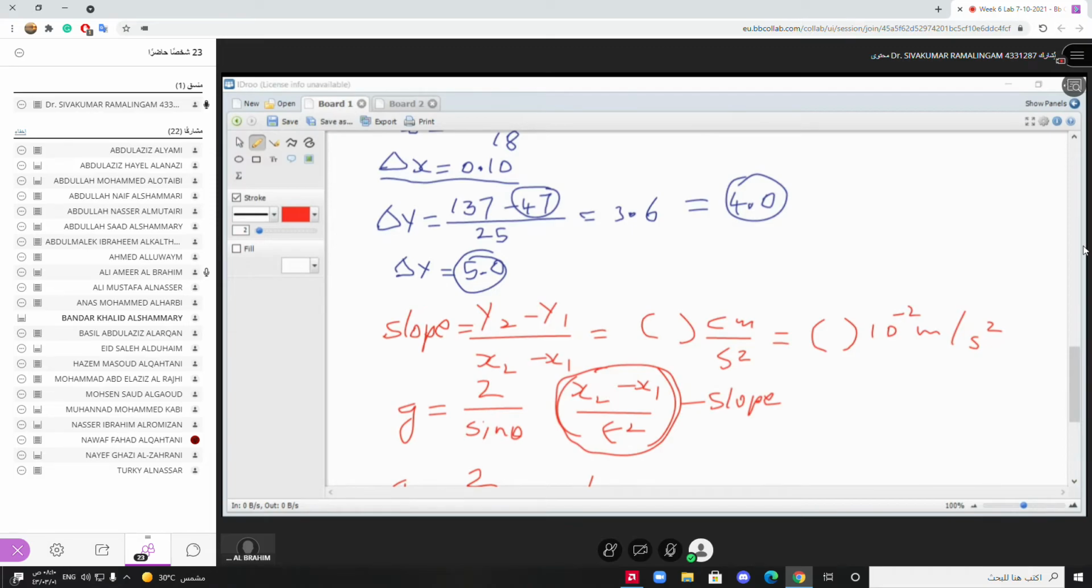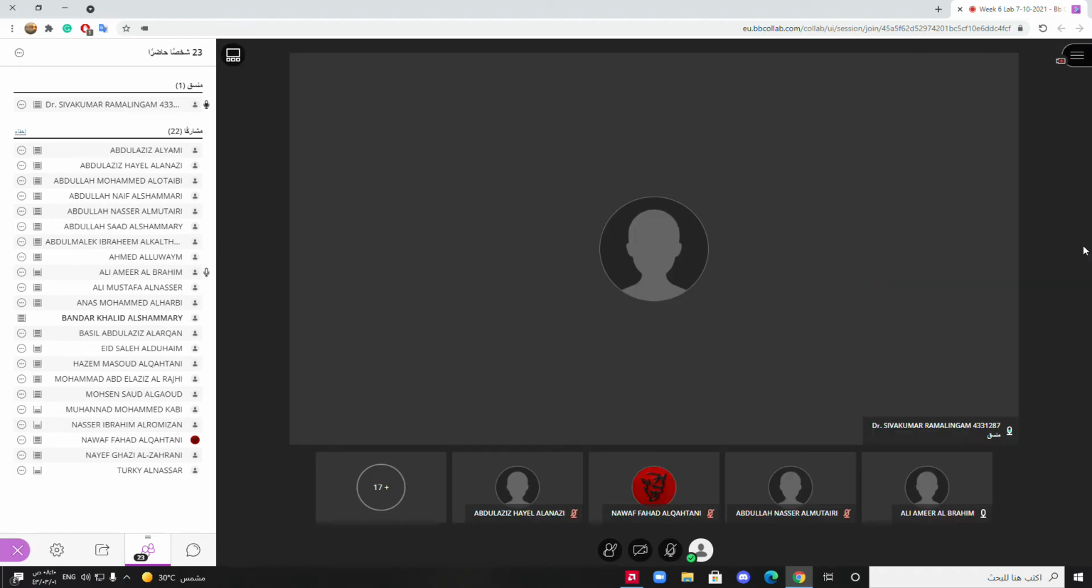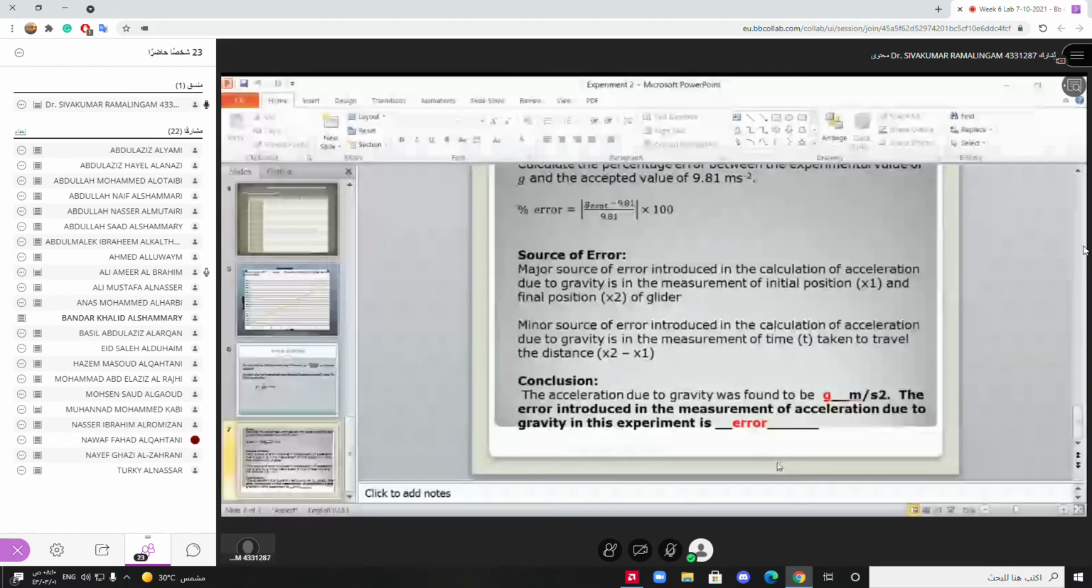Now I'm going to share the sources of error, major and minor. The major source of error in the calculation of acceleration due to gravity is in the measurement of the initial position x1 and the final position x2 of the glider. We are measuring x1 by tape measure, and x2 also.